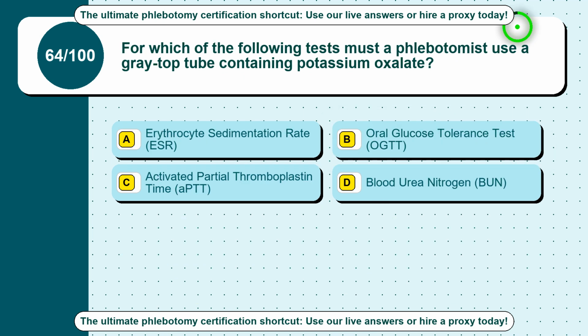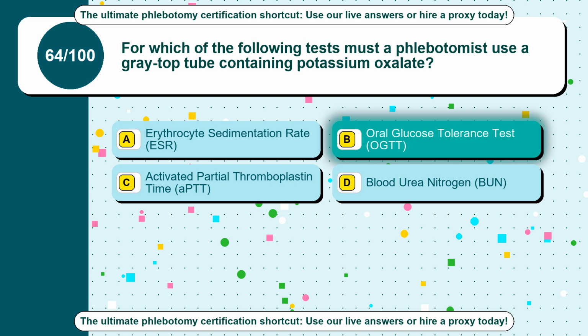Question 64. For which of the following tests must a phlebotomist use a grey top tube containing potassium oxalate? Option A, erythrocyte sedimentation rate, ESR. Option B, oral glucose tolerance test, OGTT. Option C, activated partial thromboplastin time, APTT. Option D, blood urea nitrogen, BUN.